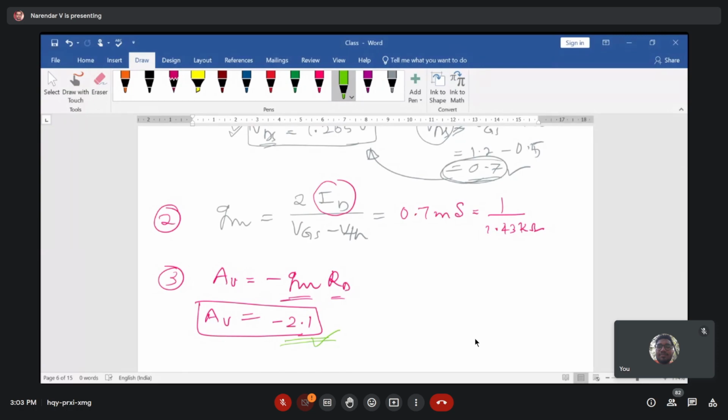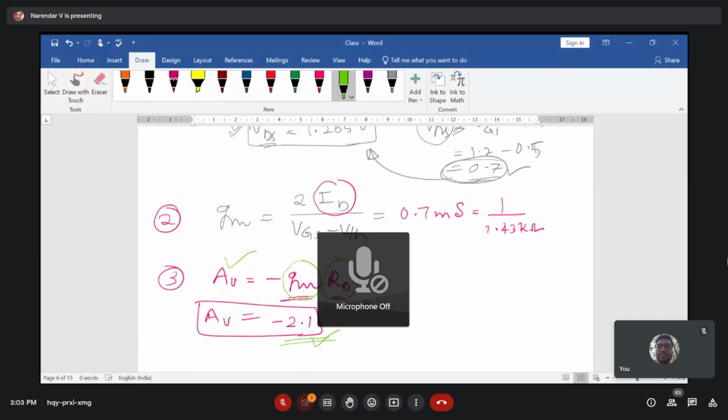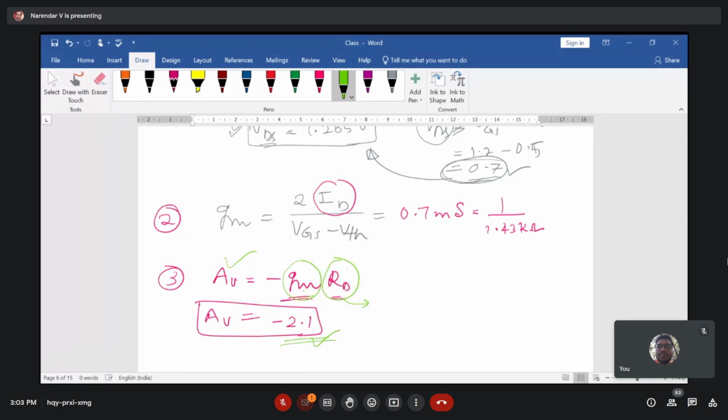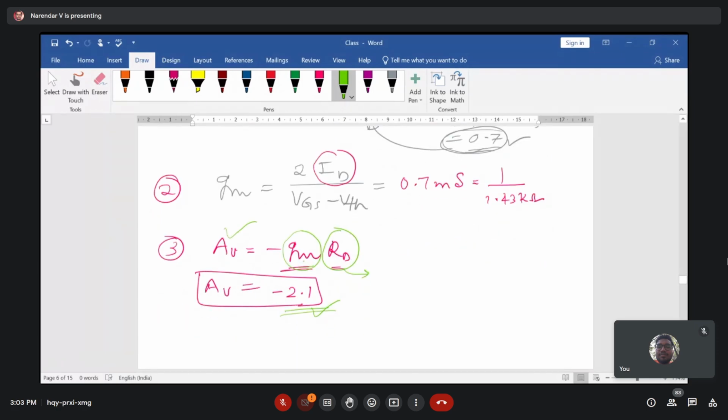We have two parameters here, GM and RD. What you can do is increase one of these two values and you can increase AV. So there are two possibilities here, GM and RD. Let's go for RD first, keeping GM constant. Assume that GM is constant and we increase RD. What is RD? RD is the load resistance value. If we increase the load resistance value, then you can ultimately increase the gain of the amplifier.